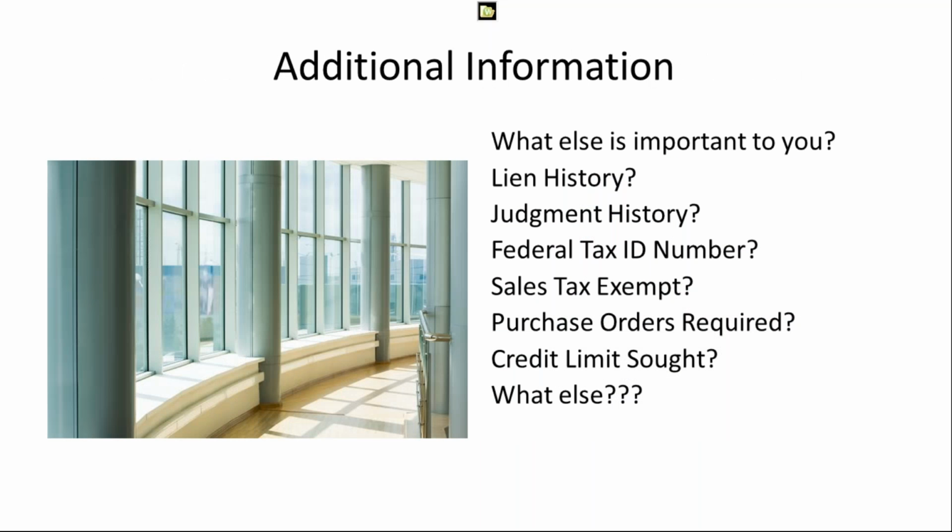So what other information is important to you? What about if you're involved in the construction world? Obviously, lien history is important. Are there judgments out there against your customer? That'll tell you some history about them as well. Are you looking at the federal tax ID number? Make sure that it's consistent and accurate. Are they sales tax exempt? Do they require purchase orders? Is there a credit limit sought?